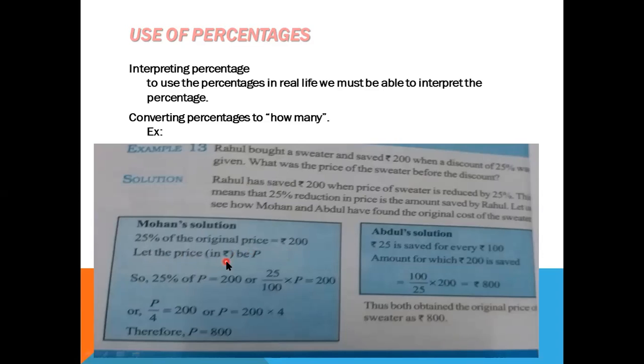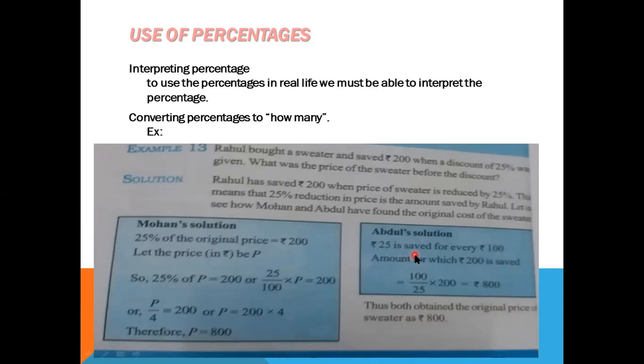So now let the price in rupees be P. So we will think of this as P. So 25% of P equals 200, or 25% means 25 by 100 into P. So that is 25 by 100 into P equals 200 rupees. Now you can see 25 ones are 25, 25 fours are 100. So you will get 1 by 4. So 1 by 4 into P, that is P by 4, equals 200. So to find our P value, 200 into 4. So therefore P equals 800. So that means if there is no discount, the cost of the sweater will be 800 rupees.